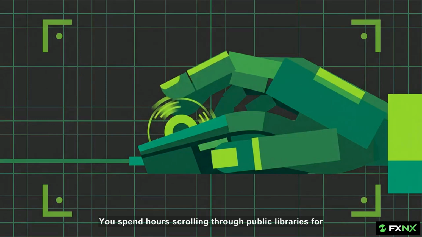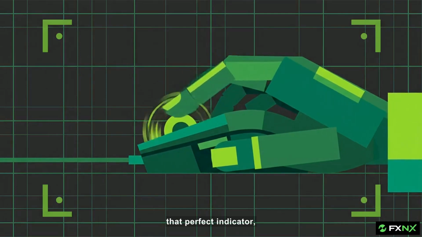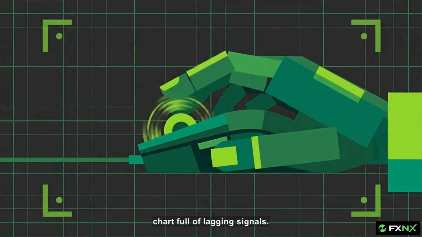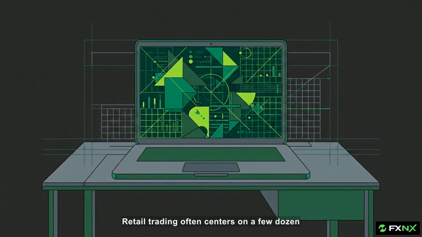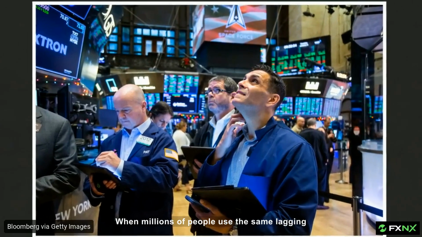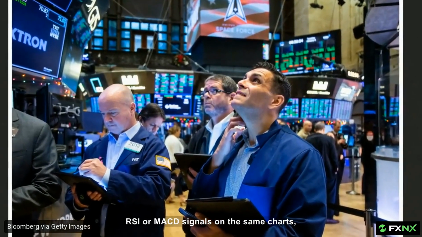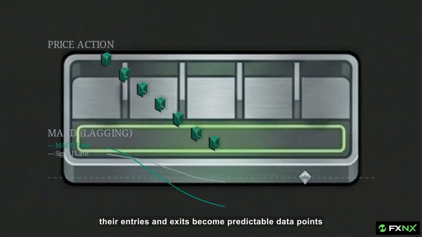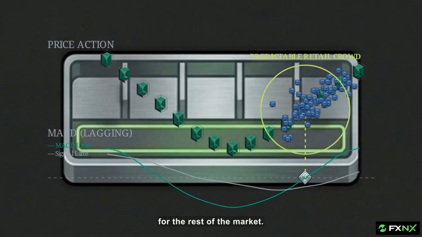You spend hours scrolling through public libraries for that perfect indicator, only to end up staring at a messy chart full of lagging signals. Retail trading often centers on a few dozen public indicators. When millions of people use the same lagging RSI or MACD signals on the same charts, their entries and exits become predictable data points for the rest of the market.